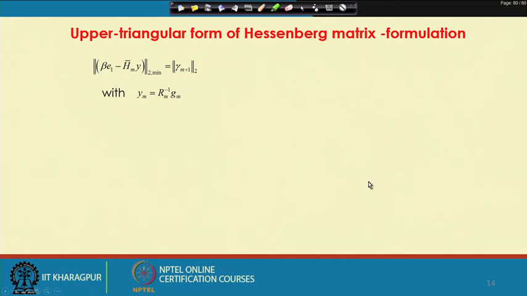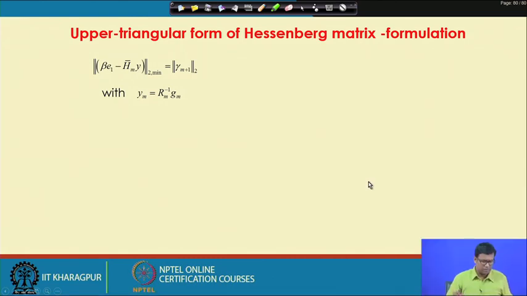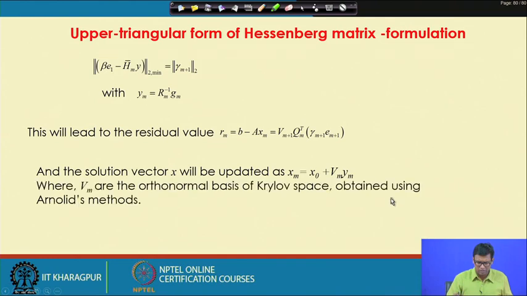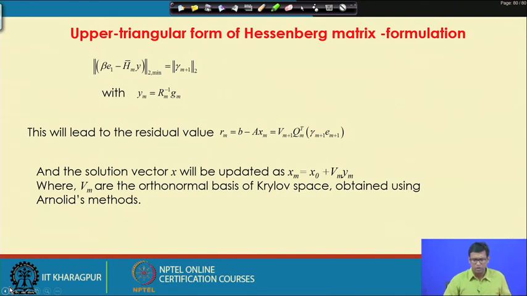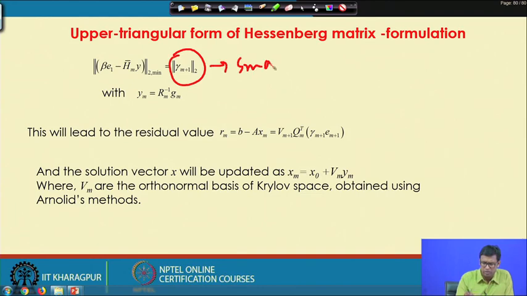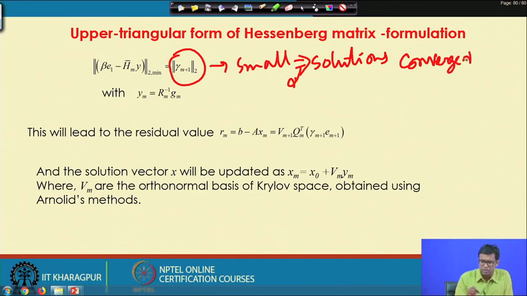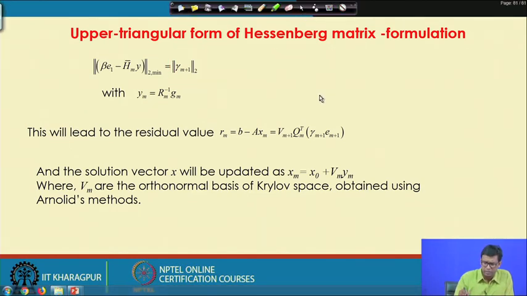So we also got a parameter to stop here, and that is when this value gamma m plus 1 is small, this implies that the solution has converged. So, we will quickly look into the convergence criteria of the GMRES method.